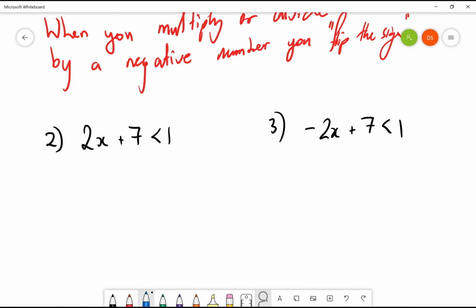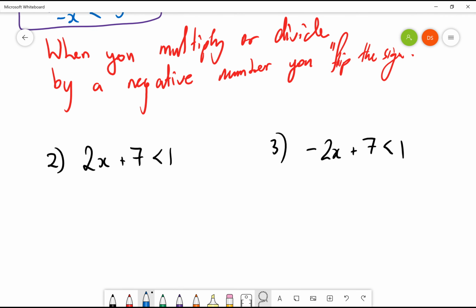Okay, so some of you have said you change your algebra a little. And I'm saying you don't really change it at all. The only thing is that if you multiply or divide by a negative, you flip the sign. So, once you've done, can you put your answer in the comments? Let's see how we go.